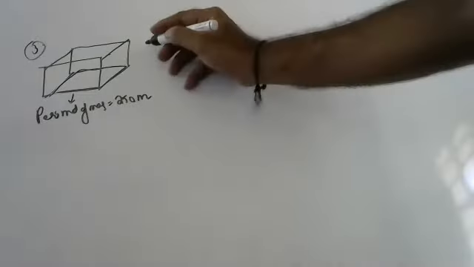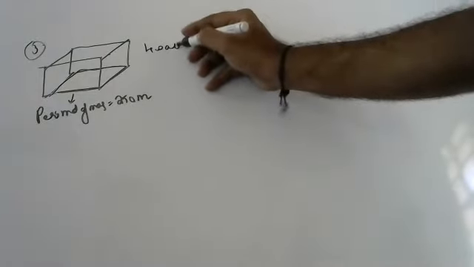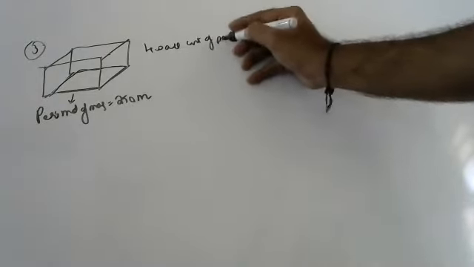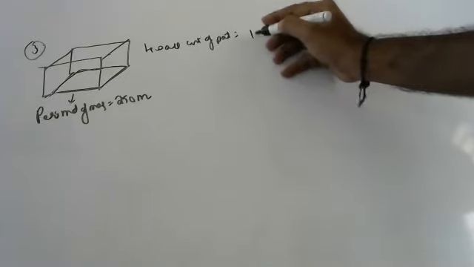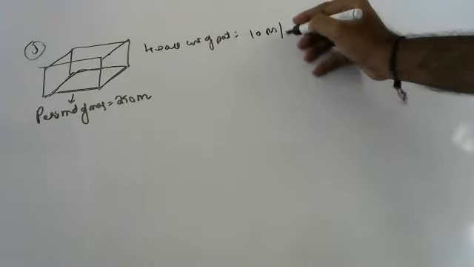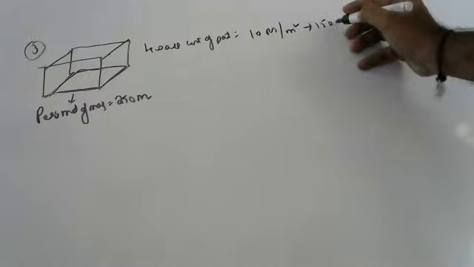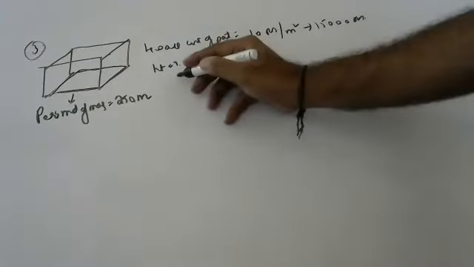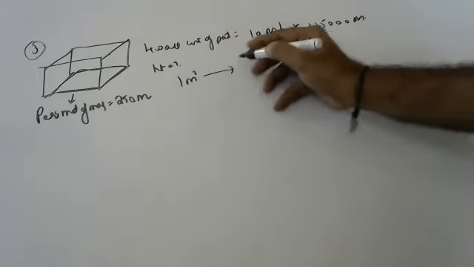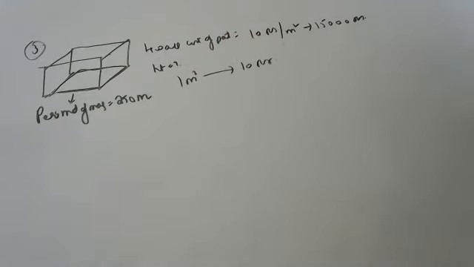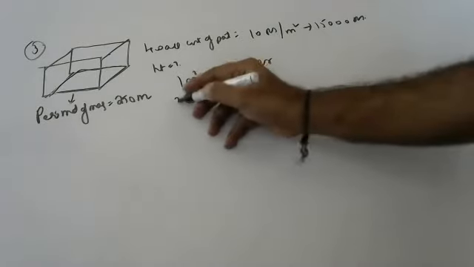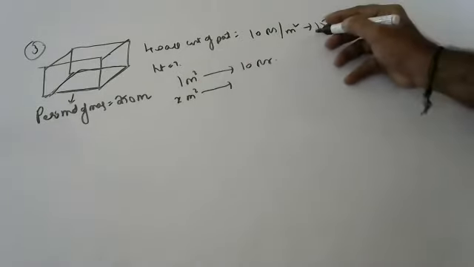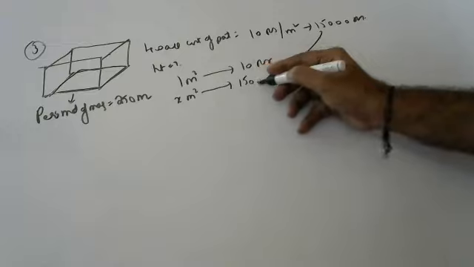If the cost of painting the four walls is 10 rupees per meter square, the total is 15,000 rupees. Find the height. He is asking the height, children. So children, try to understand. 1 meter square to paint costs 10 rupees. For how many meters square would it cost 15,000 rupees?